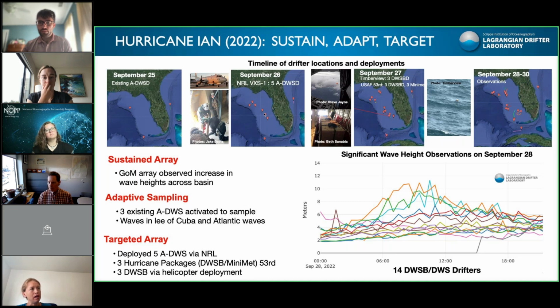NRL laid a line of 5 80 WSDs, and Jake got to go on those flights, so he took these photos right here. These are just the 80 WSDs. There was actually a much bigger line with the microSWIFTs and spotters. We also deployed with the 53rd on our side some of the wind drifters along here and a few more wave drifters, and then added some with a helicopter up north. So it really is kind of a big operation to get all these drifters in the water ahead of time. And these are just the significant wave height sampled from all of these drifters.